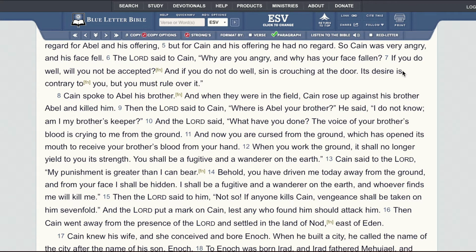The Lord said to Cain, Why are you angry? And why is your face fallen? If you do well, will you not be accepted? And if you do not do well, sin is crouching at the door. Its desire is contrary to you, but you must rule over it.